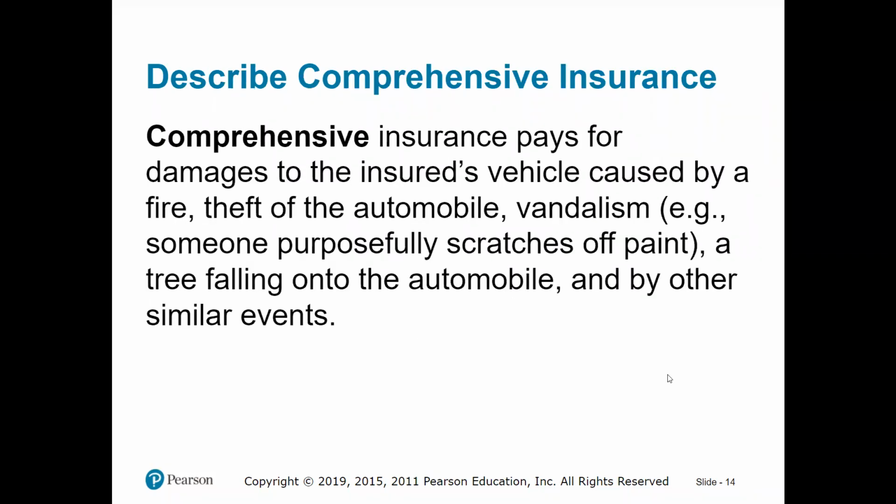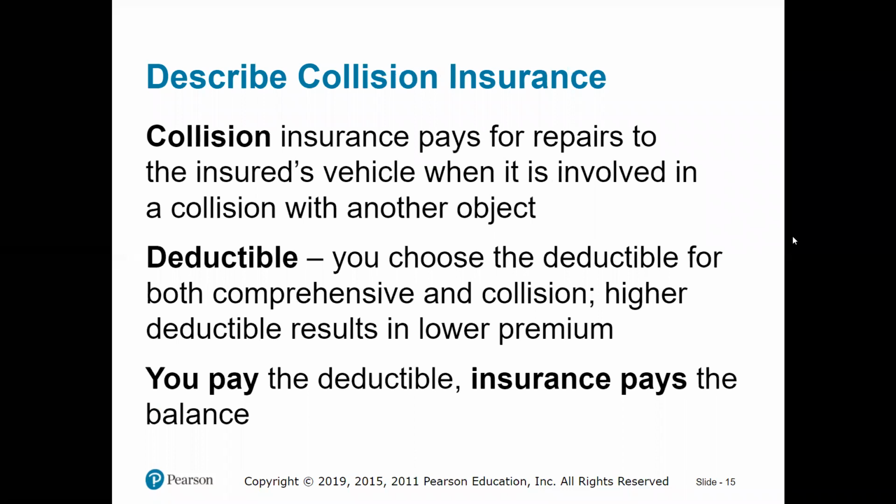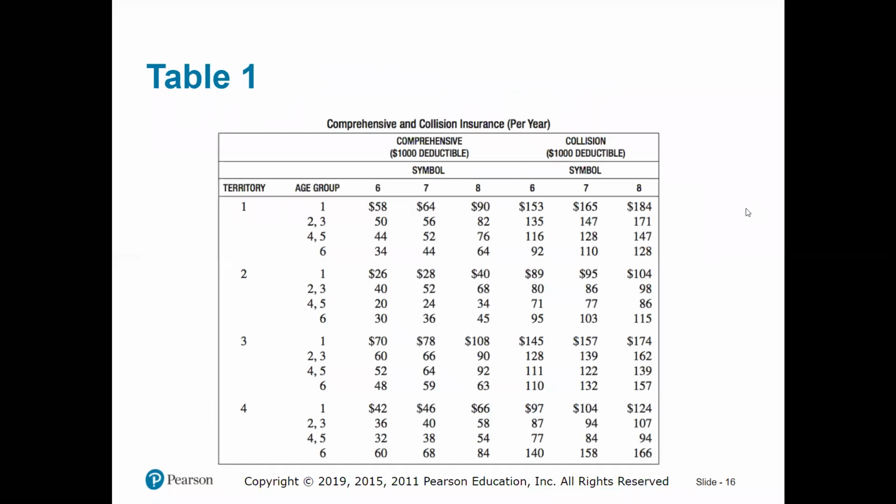Comprehensive insurance pays for damages to the insured vehicle caused by a fire, theft of the automobile, vandalism, someone purposefully scratching off the paint, or a tree falling on the automobile, and by other similar events. Collision insurance pays for repairs to the insured vehicle when it is involved in a collision with another object. Deductible: you choose the deductible for both comprehensive and collision. Higher deductible results in lower premium. If you pay the deductible, insurance pays the balance.